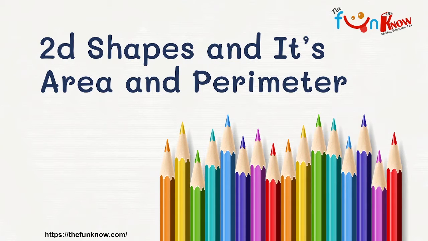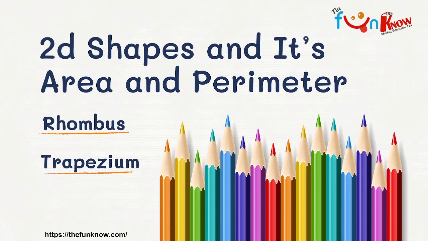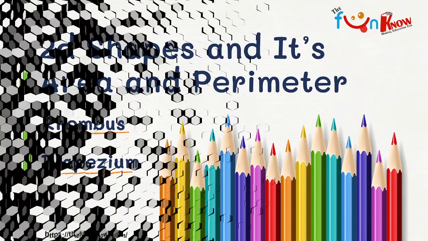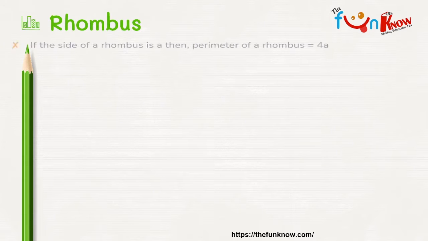Today we are going to study 2D shapes and their area and perimeter, specifically of trapezium and rhombus. Let us understand, students, what the areas and perimeters of trapezium and rhombus are. Firstly, we'll study the rhombus.